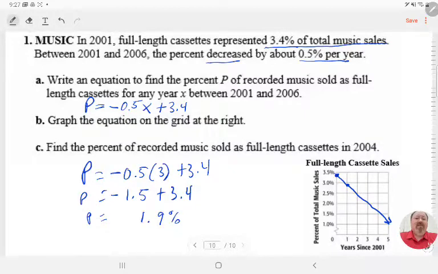And then it says, find the percent of recorded music sold as full-length cassettes in 2004. Well, 2004 is 3 years after 2001. So I would put 3 in for my x. Negative 0.5 times 3 plus 3.4, or negative 1.5 plus 3.4 would be 1.9, or 1.9%. All right? If you have any questions, let me know.